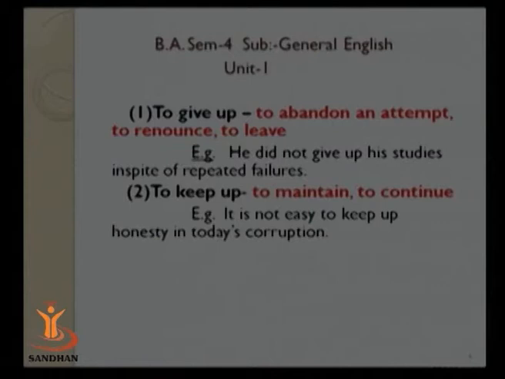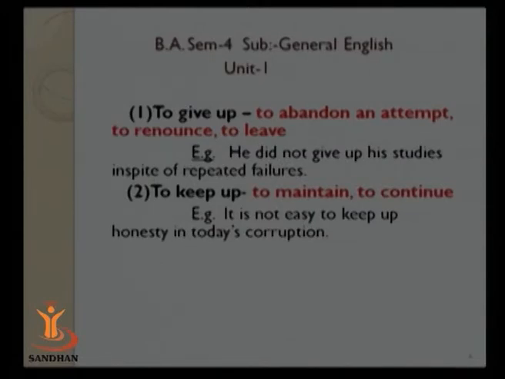For example, he did not give up his studies in spite of repeated failures. He failed so many times, but he did not give up. He did not give up, renounce. He left couragelessness, and continued attempting.